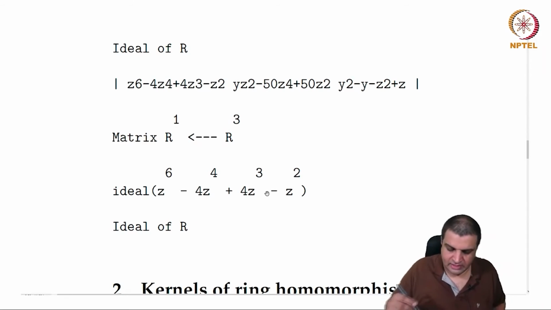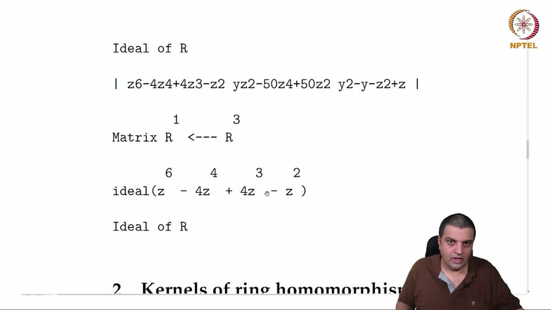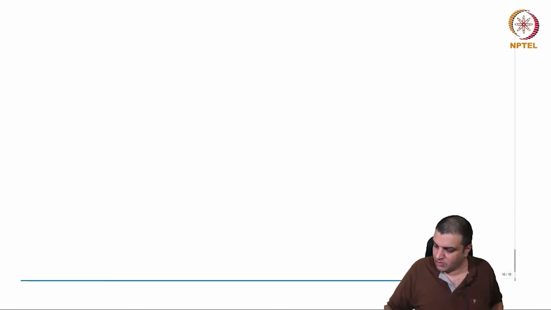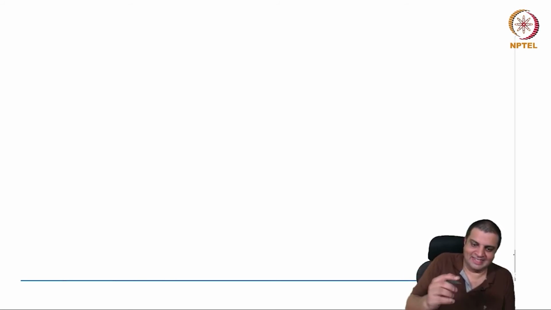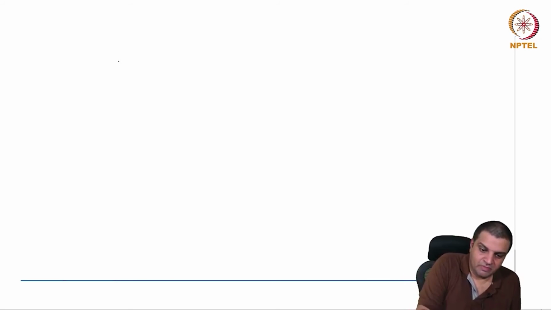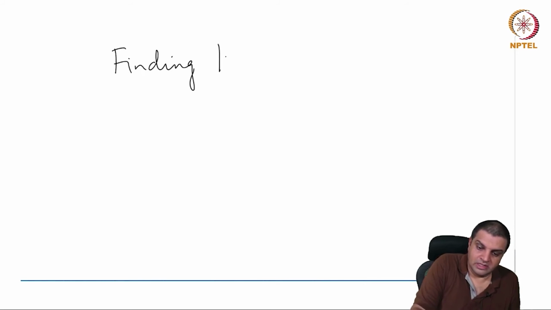Okay. So that's the example about elimination. And as an application of this elimination, we want to discuss one problem that we have become familiar with, one that we saw from the second lecture itself, finding kernels of ring maps.